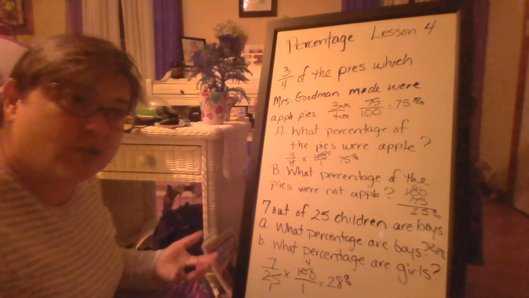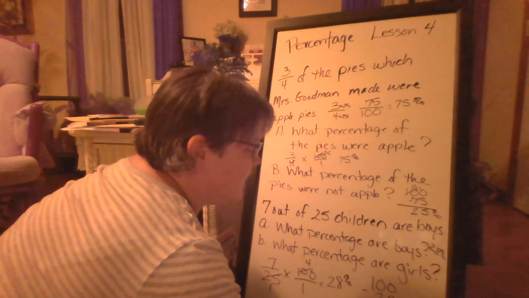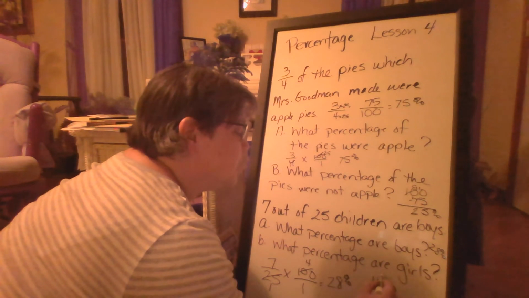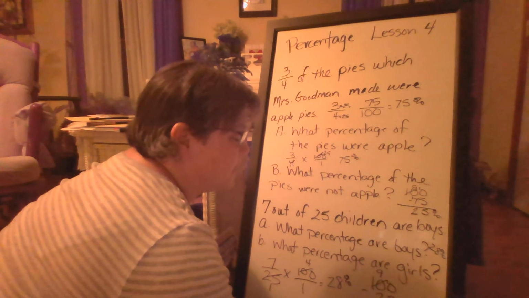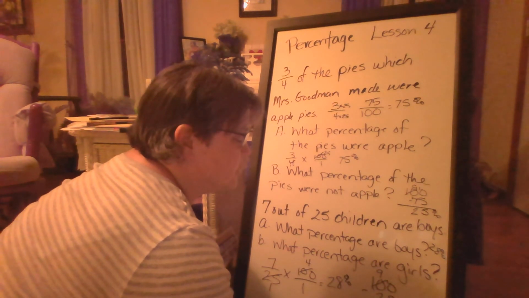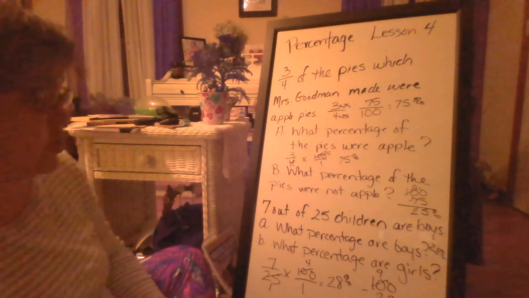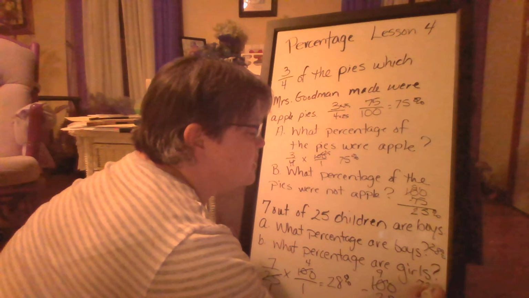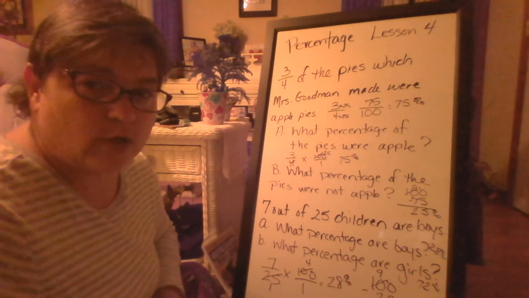So if 28% are boys, what percent are girls? Now we just have to do our subtracting. 100 minus 28. So I cannot borrow 8 from 0. This 10 is going to become a 9. To make that a 10, 10 minus 8 is 2. And 9 minus 2 is 7. So 72% are girls and 28% are boys. Did you see how that worked?